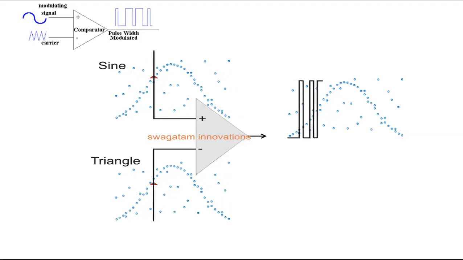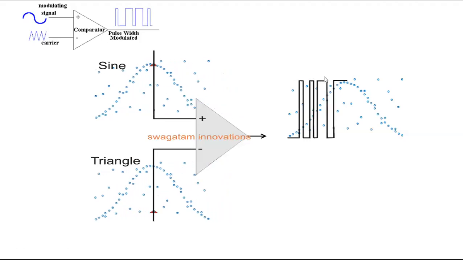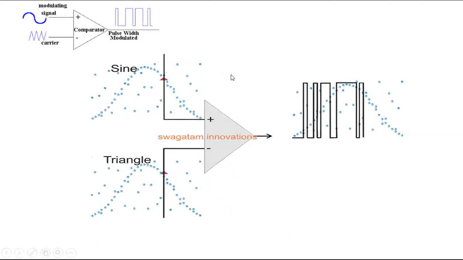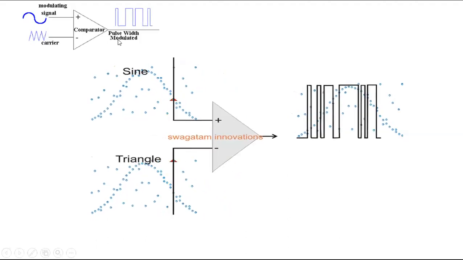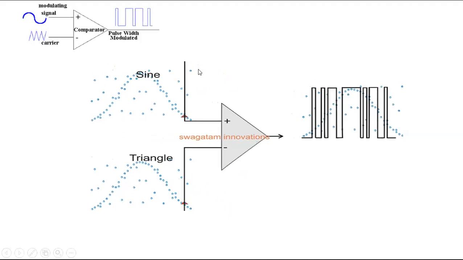An inverter is a power electronic circuit which converts fixed DC power to variable AC power. Variable AC, how are we going to obtain it? Using pulse width modulation. Understood, all of you?